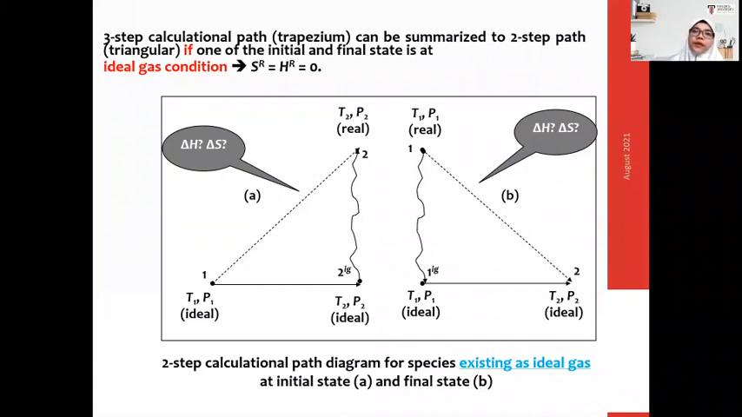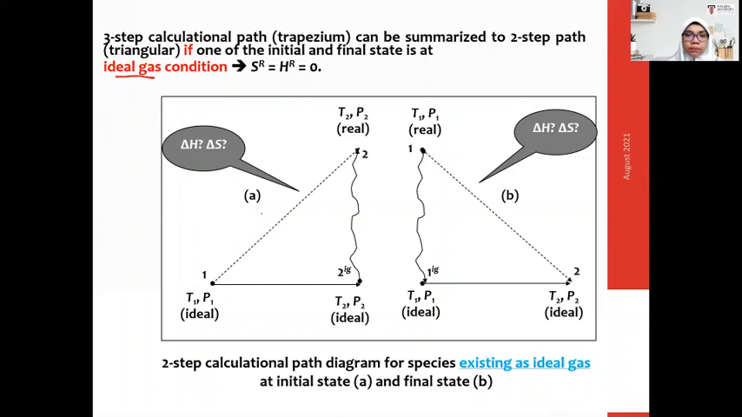Okay, the next condition, if the problem mentions the ideal condition at the initial or final state, then we may have the trapezium calculation part, like shown in this figure. So for example, if the question is given that the second state is considered at ideal state, or the initial condition is in ideal state.